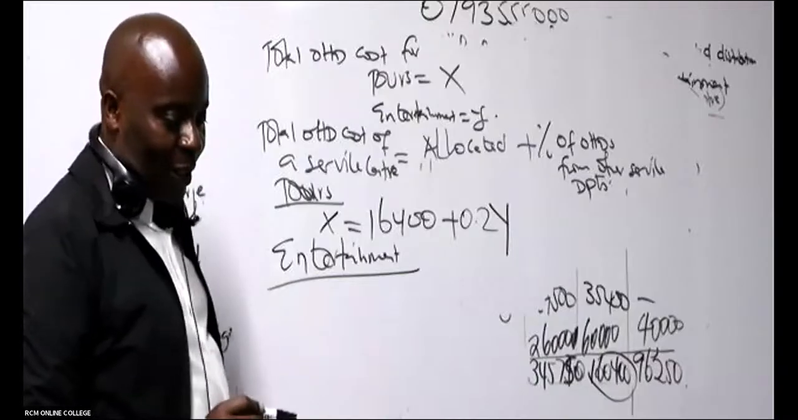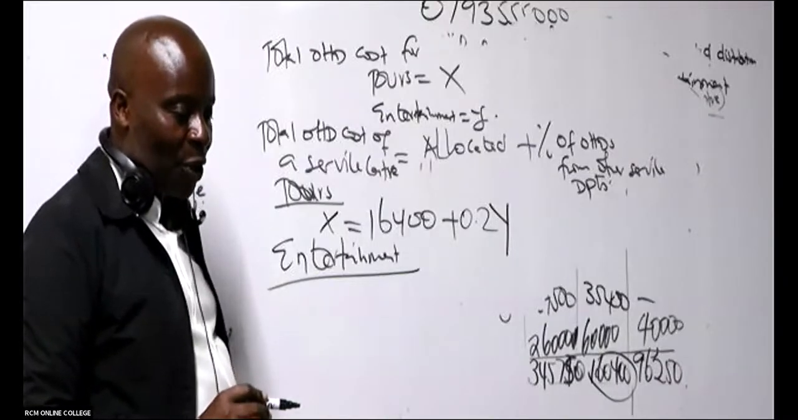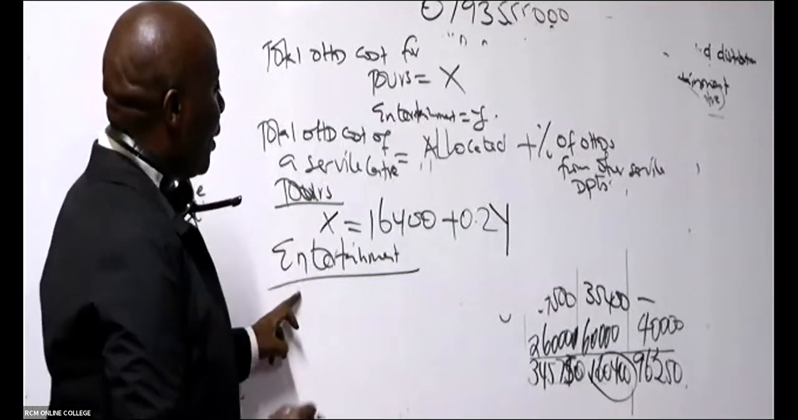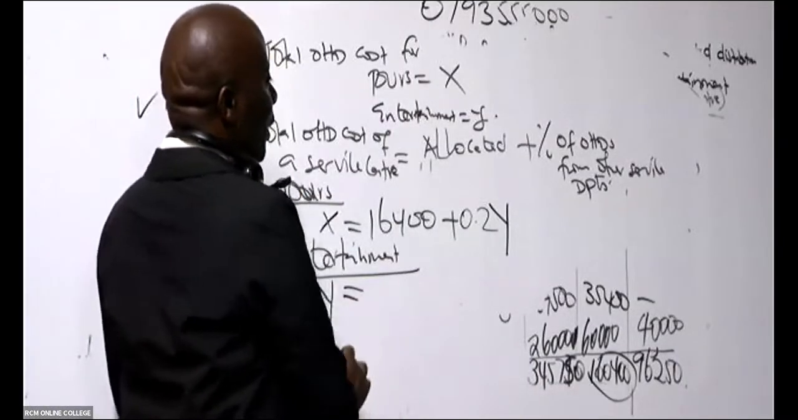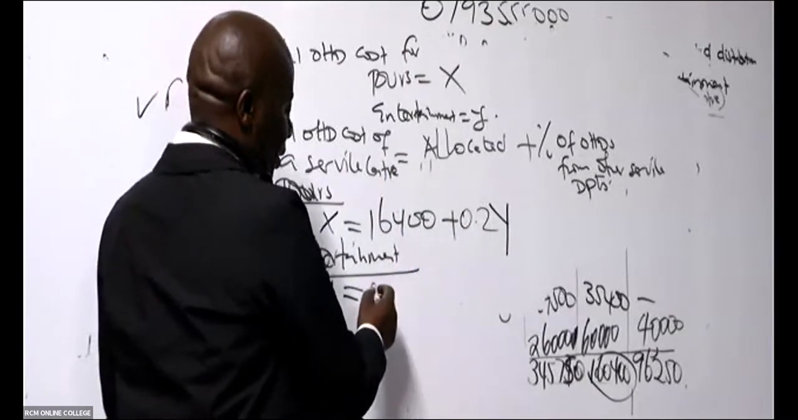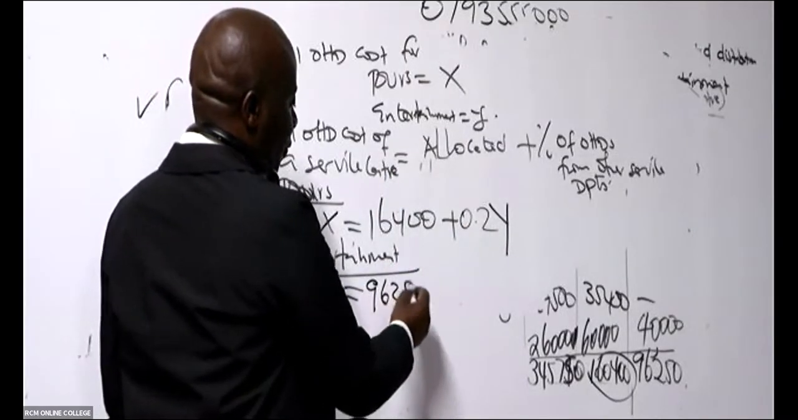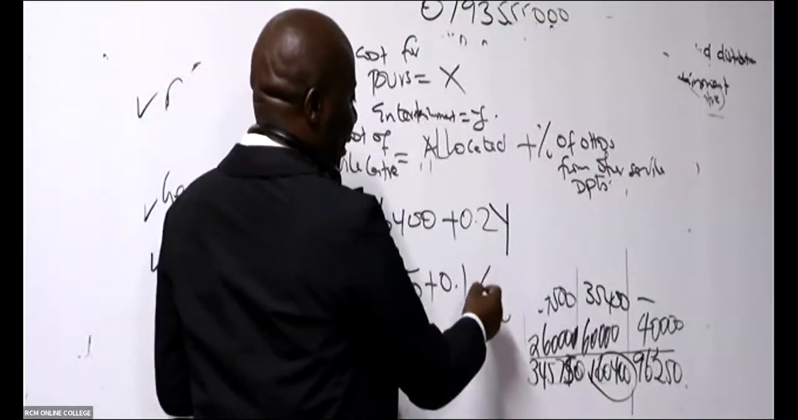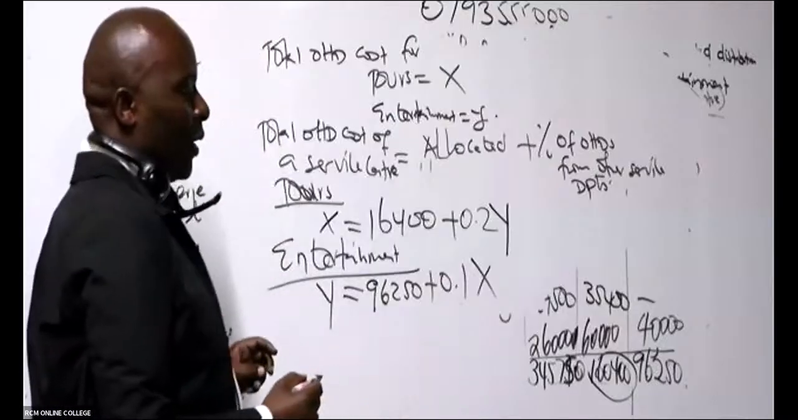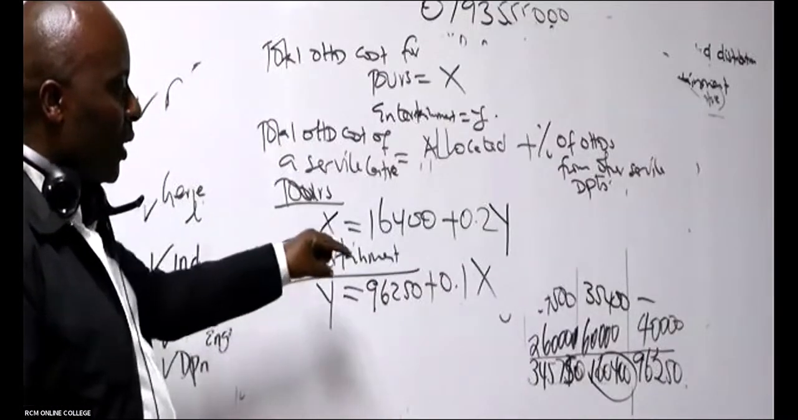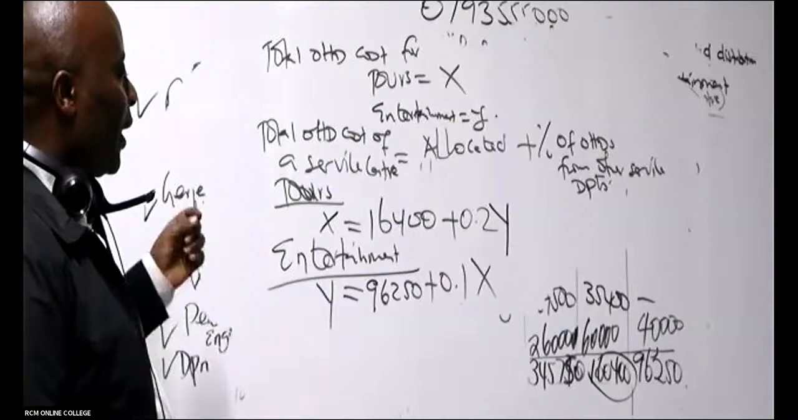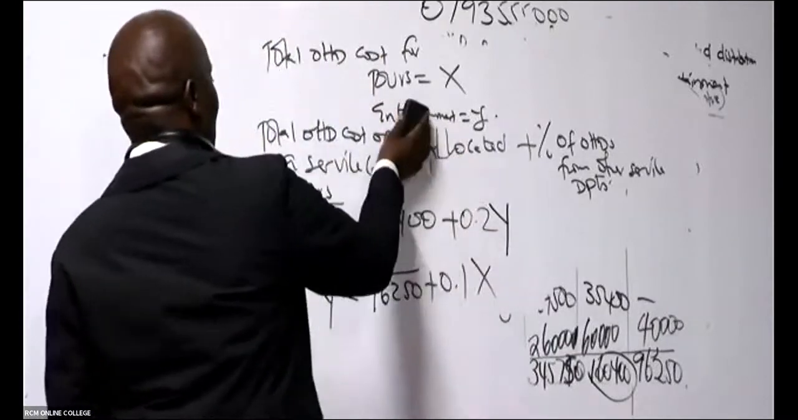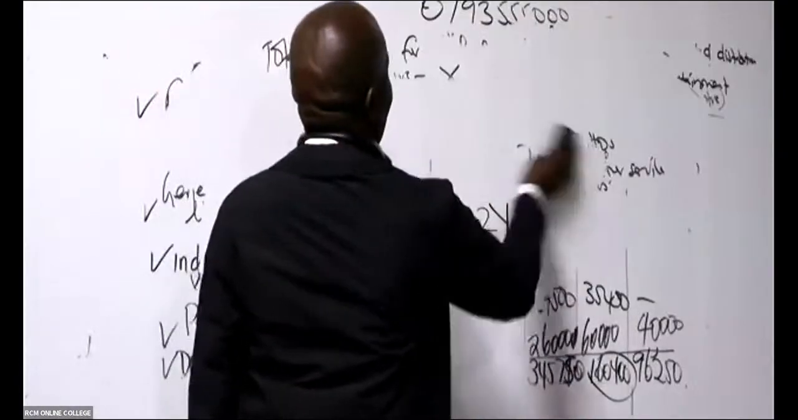So is there somebody who has an equation? The online guys, yes, they have an equation. They are telling me that the total overhead cost of entertainment is Y, isn't it? Equals the total allocated, which is how much? 250 plus 0.1 what here? X, yeah. I need an equation which has both Y and X. After that, is there somebody who can go ahead and give us a solution?